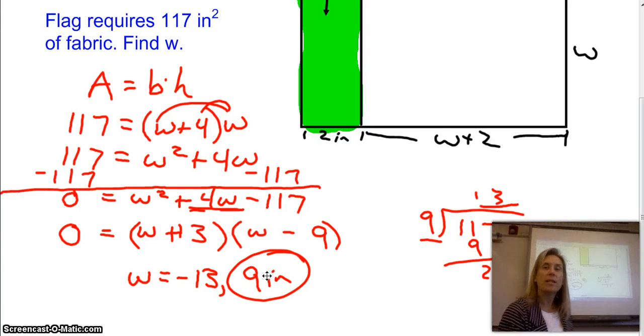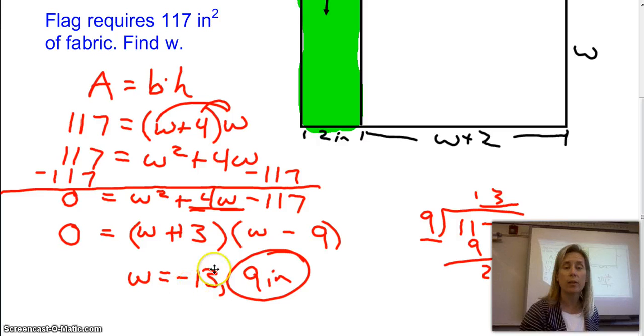So sometimes with these quadratic equations, we end up with two solutions. One of them is not reasonable in the real world. So go with a reasonable one, since we live in this three-dimensional world.